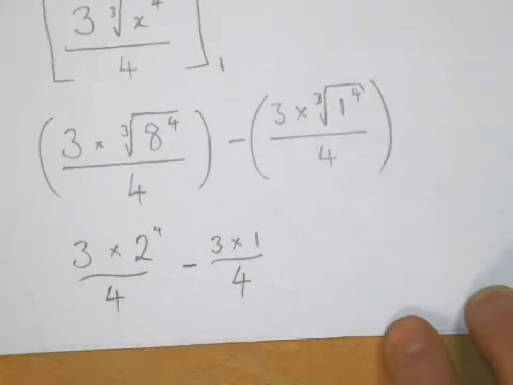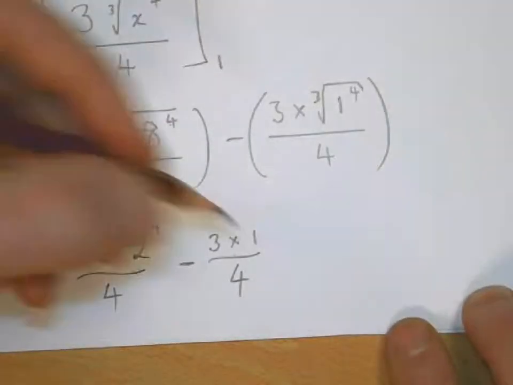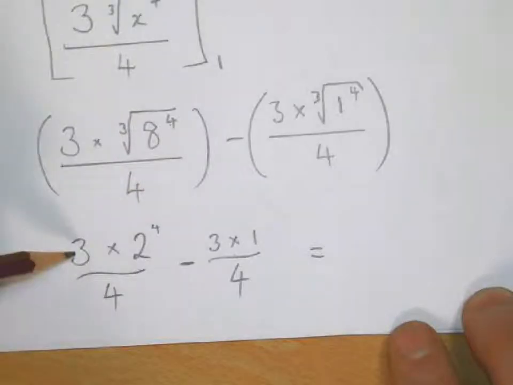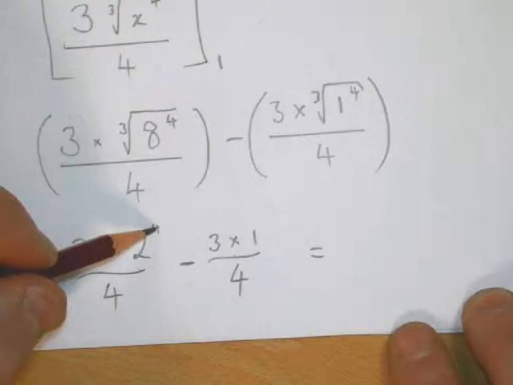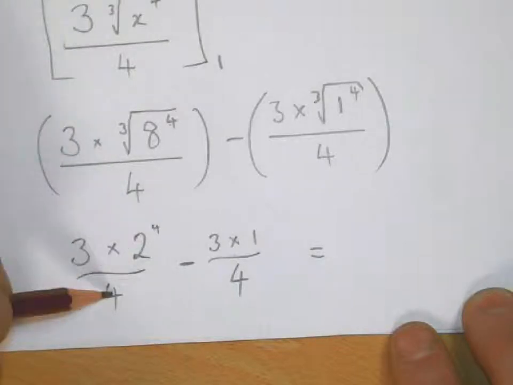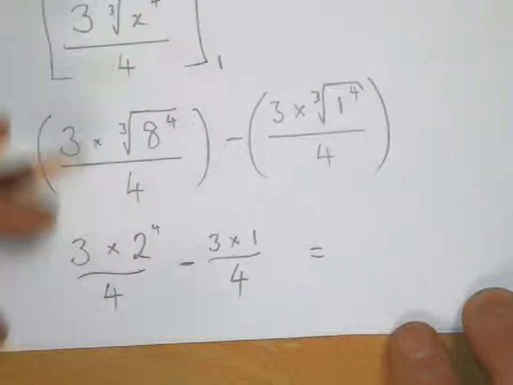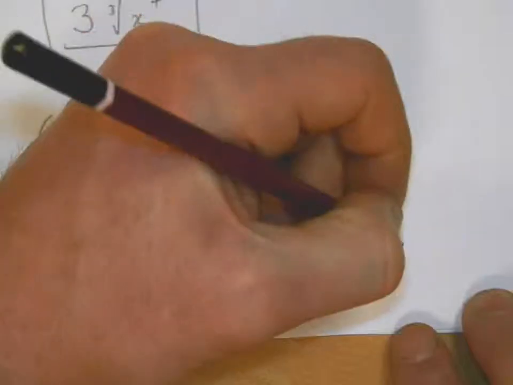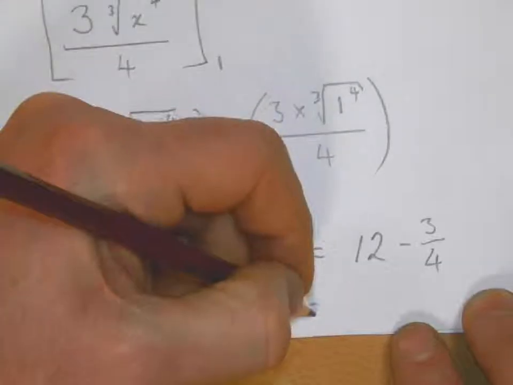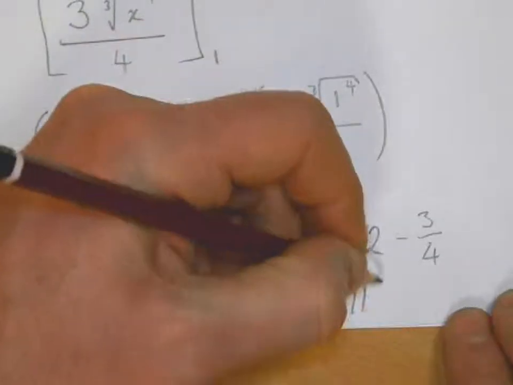Now I've just run out of space on my bit of paper here, so I'm going to go across sideways. So it's going to be 3 times 2 to the power of 4 is 16. Well, 16 divided by 4 is 4, so 3 times 4 is 12. And this one here is going to be take away 3 quarters, so the final answer is going to be 11 and 1 quarter.